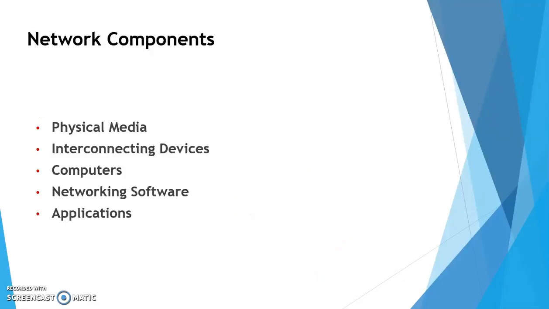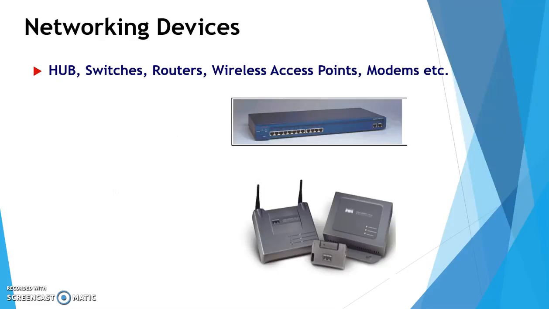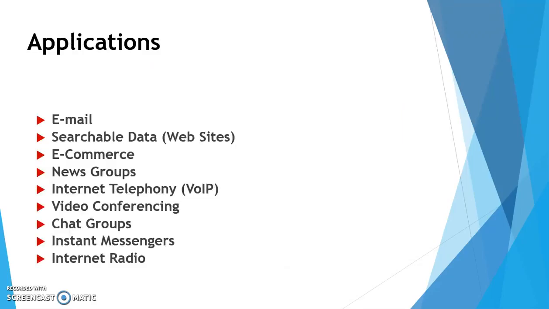Network components: physical media, interconnecting devices, computers, networking software, applications. Networking media can be defined simply as the means by which signals are sent from one computer to another. This can be done either by cable or wireless means. The signals are nothing but the data. The networking devices are hubs, switches, routers, wireless access points, modems, etc. The applications of networks are email, searchable data, e-commerce, news groups, internet telephony, video conferencing, chat groups, instant messengers, internet radio.